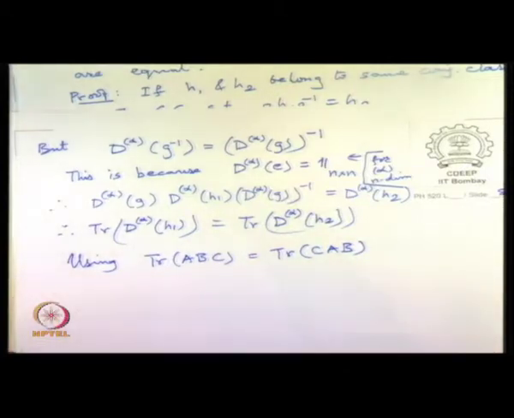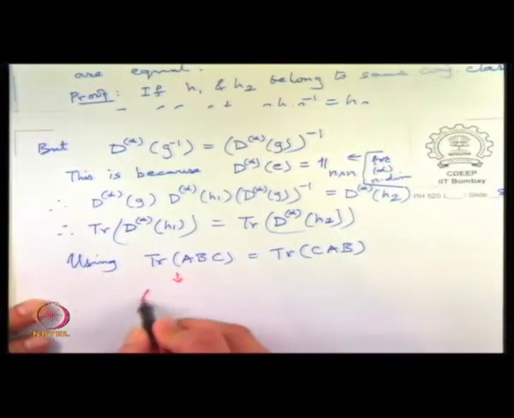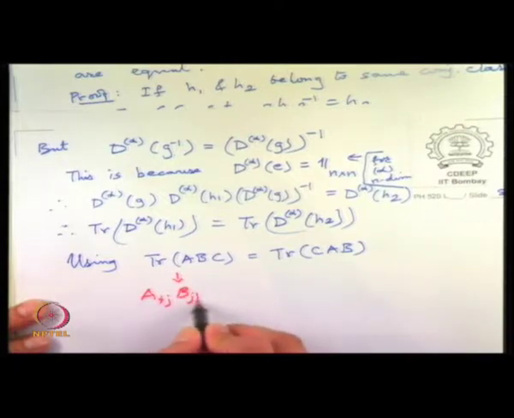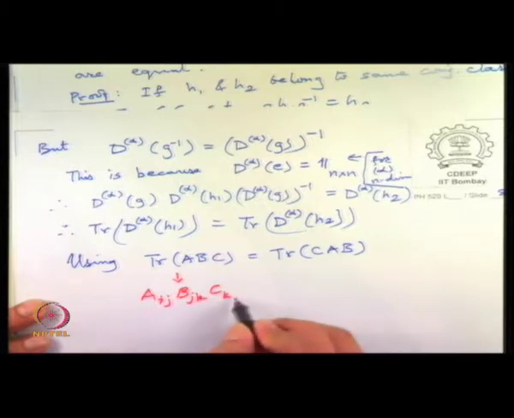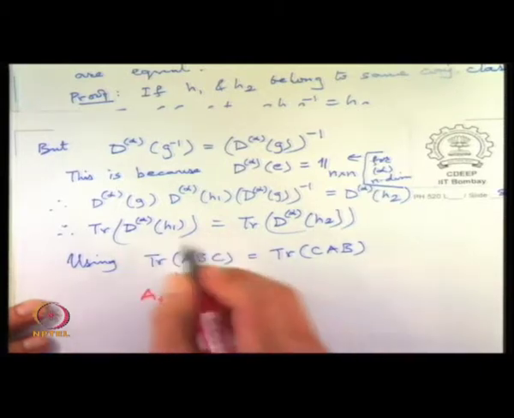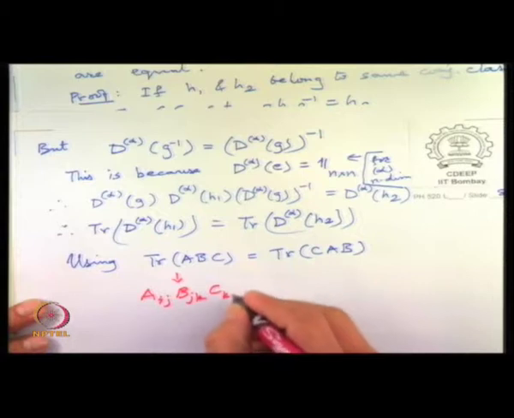Everyone knows this? Yes? No? Not sure? If not, I'll write it here. It's a one line proof, because note that this is the same as, what is the matrix ABC? It is Aij, Bjk and Ckl. But if I am going to trace it, then I have to set L equal to I, because I have to take the trace of this new matrix. So this is nothing but this.